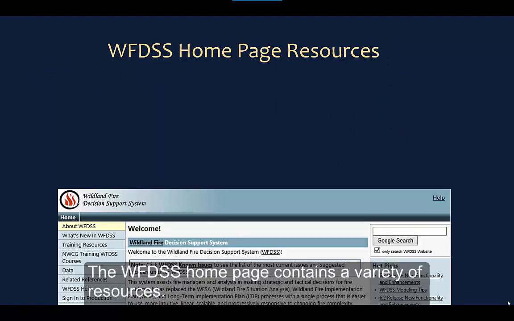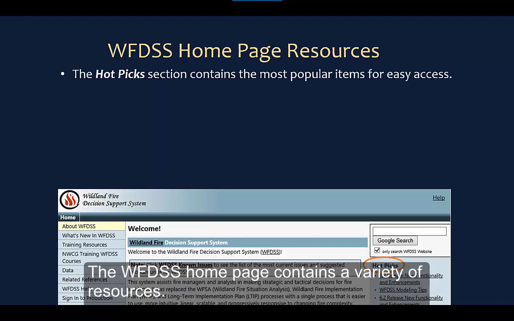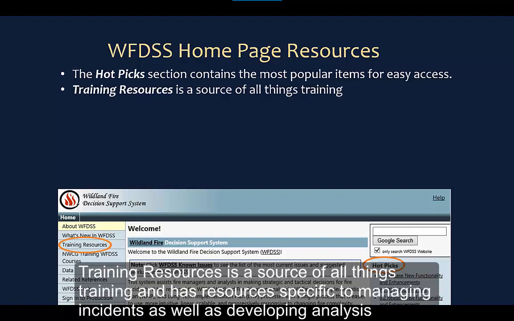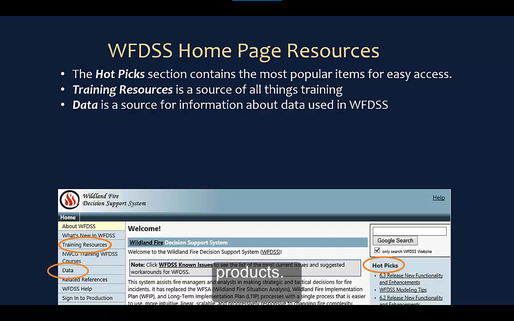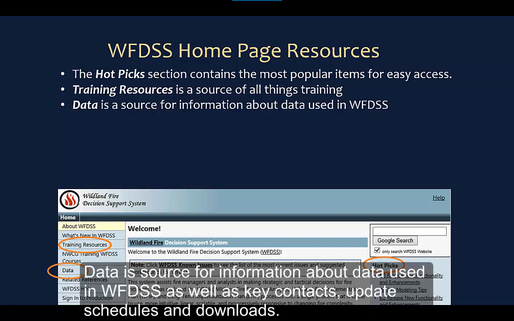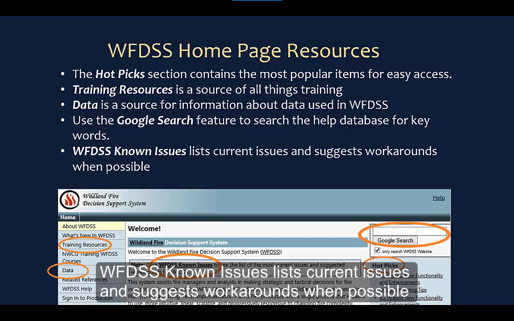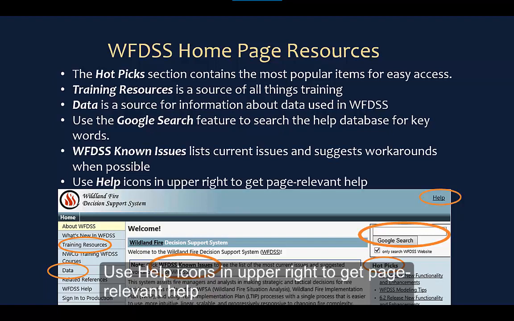The WFDS homepage contains a variety of resources. The Hot Picks section contains the most popular items for easy access. Training Resources is a source of all things training and has resources specific to managing incidents as well as developing analysis products. Data is a source for information about data used in WFDS, as well as key agency contacts, update schedules, and downloads. Use the Google search feature to search the help database for keywords. The WFDS Known Issues document lists current issues and suggests workarounds when possible. Use help icons in the upper right to get page-relevant help.